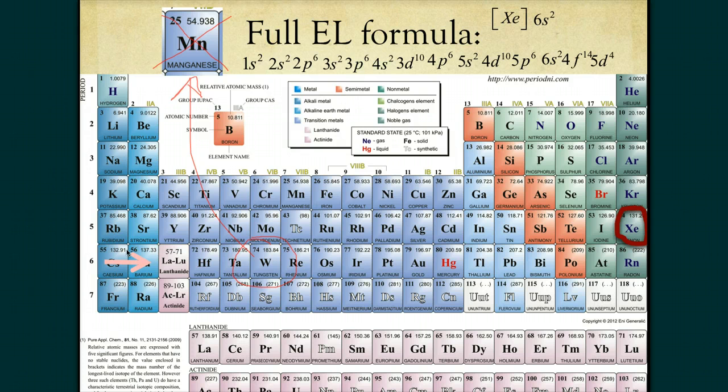Boom. After 6s2, again, I don't hit 5d yet. I go 4f14, all of them, 4f14, and then I hit my 5d4. And there you go. And that's it. Boom. That's your noble gas energy level formula for you.